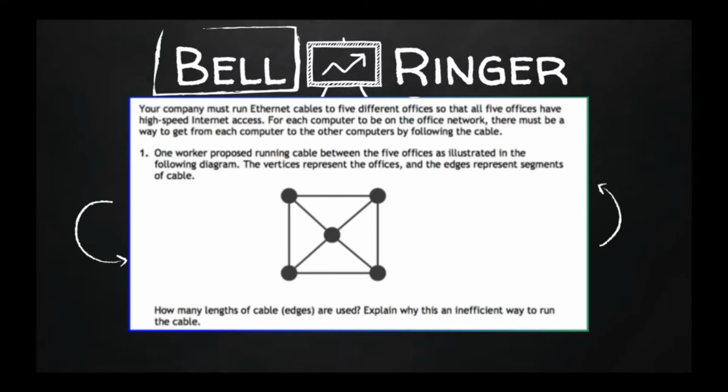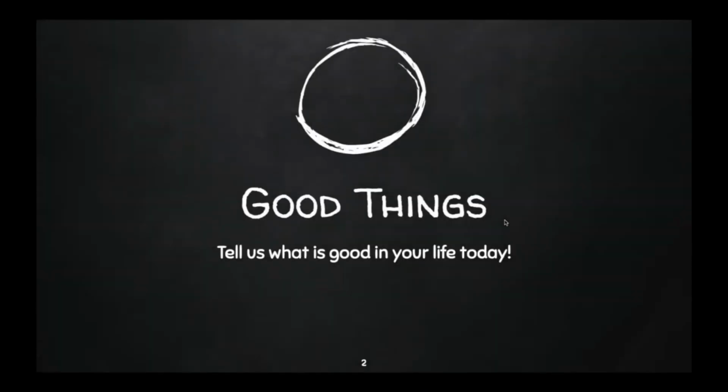So, just think about it this way. Looking at the offices being represented in this graph as the vertices and the cables going between the offices represented by the edges, is there a way where they can all be connected but be a little more efficient? That's what we need to think about, okay? So let's continue on real quick here.